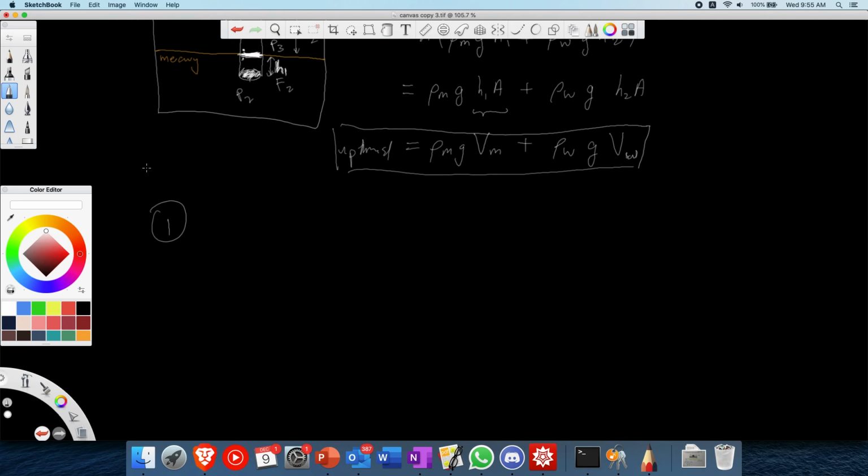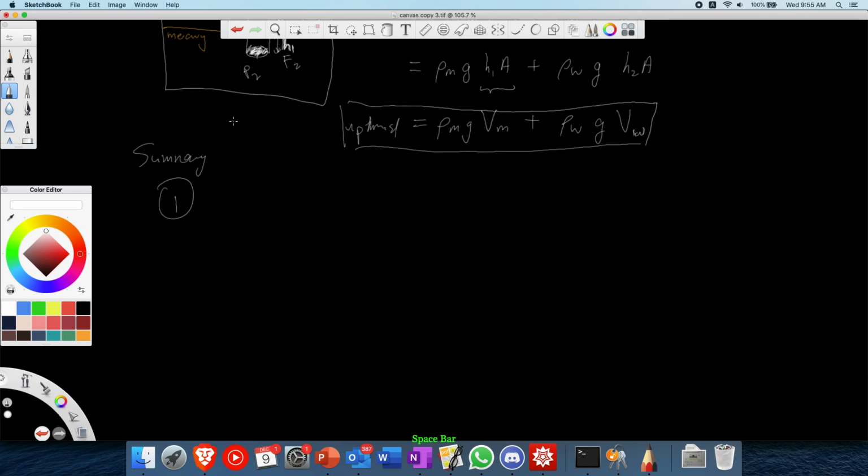So I'll just do a summary. First, we did the question. Then I talked about pressure in fluids. I wouldn't say air and liquid now, I'll just say fluids, because fluids encapsulate both air and liquids. And this is governed by the formula: difference in pressure equals rho times g times the difference in height.